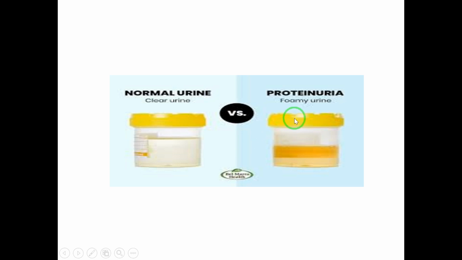This is the appearance of the urine of a patient with proteinuria, compared with normal urine. Normal urine is usually clear, while it will appear foamy in a patient with proteinuria, foamy and turbid, with a cloudy appearance. All this describes the urine of a patient with proteinuria.